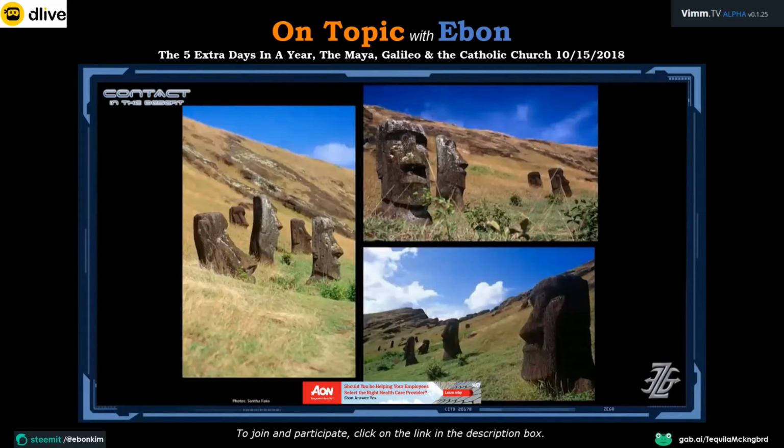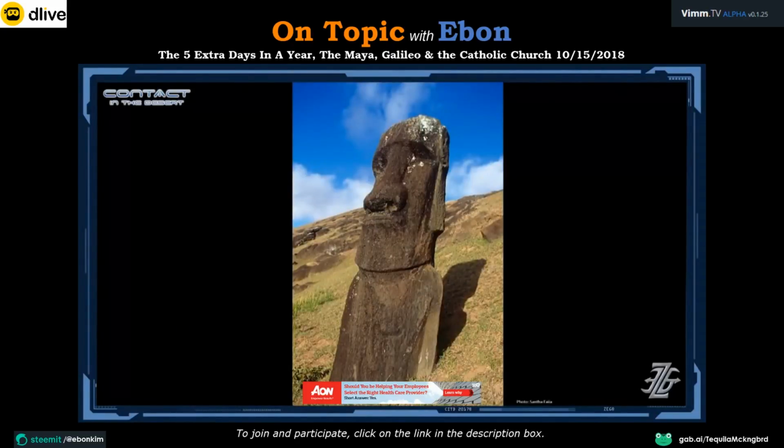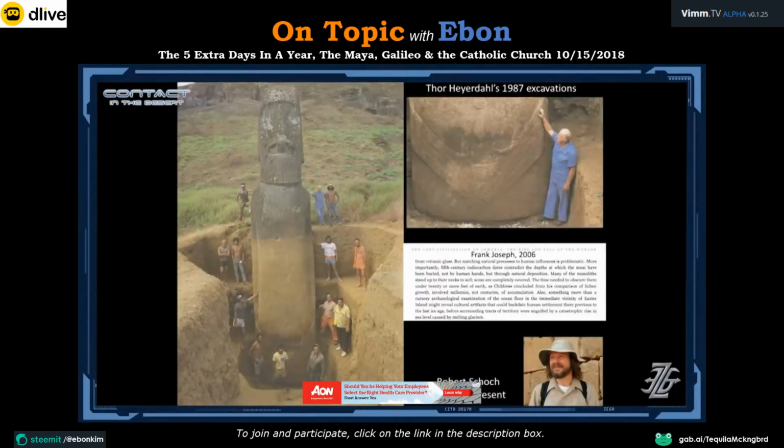When you go to the quarry, you see this surreal sight of these hundreds of statues just standing up out of the quarry. You might think they just go down a few feet under the ground, but actually they go down 30 feet under the ground. Thor Heyerdahl, who I had the privilege to know, was the first to point this out: he excavated this figure and it goes down 30 feet.